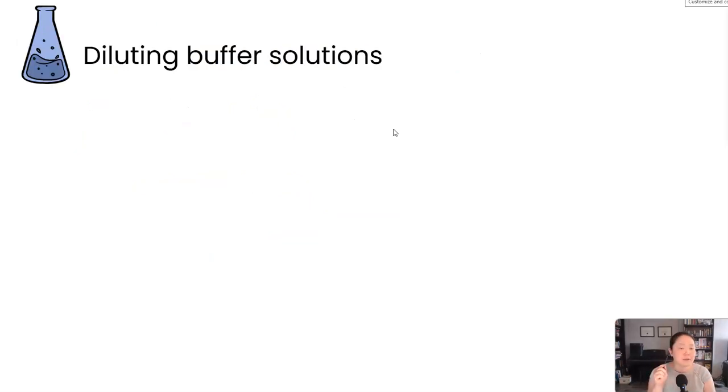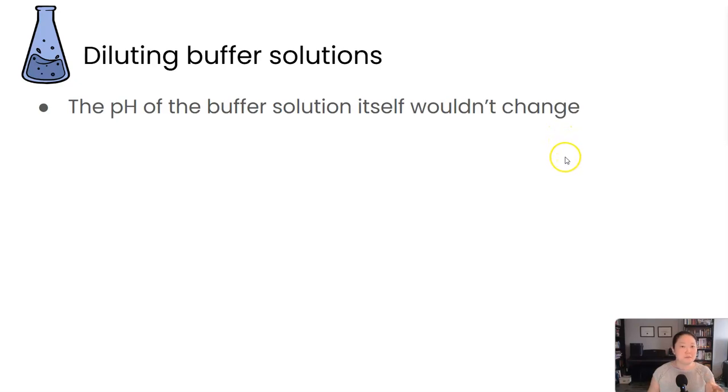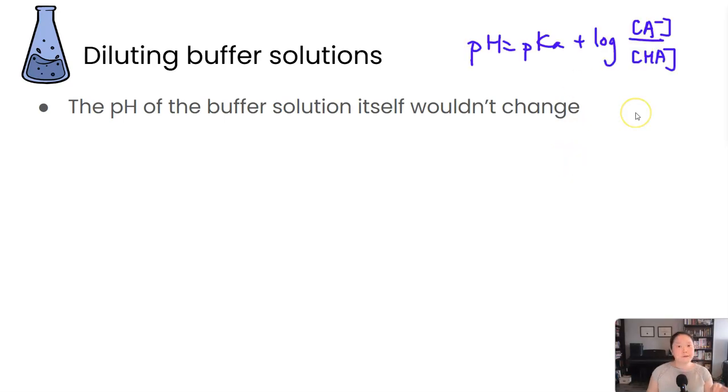Now, the last thing that I wanted to mention is what is going to happen if you dilute a buffer solution. When it comes to diluting a buffer solution, if you toss in a bit of water to your buffer solution, it's not going to change pH. So if you take a look at that equation again, if you dilute your solution, the only thing in here that's going to change are these values. But if you're diluting one of them, the other one's automatically getting diluted. And so this ratio is going to stay the same, even if you dilute it. So the pH itself isn't going to change.